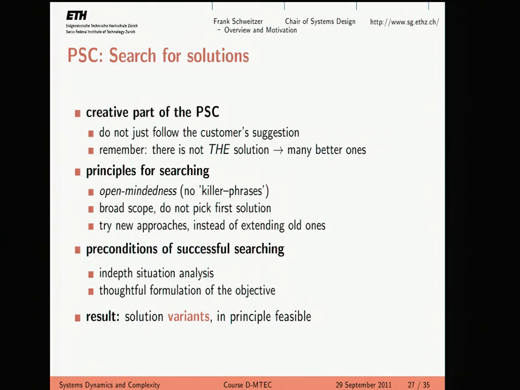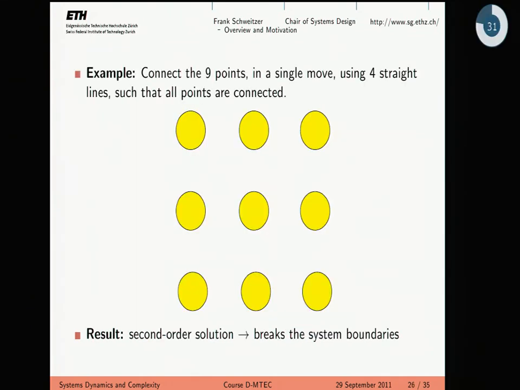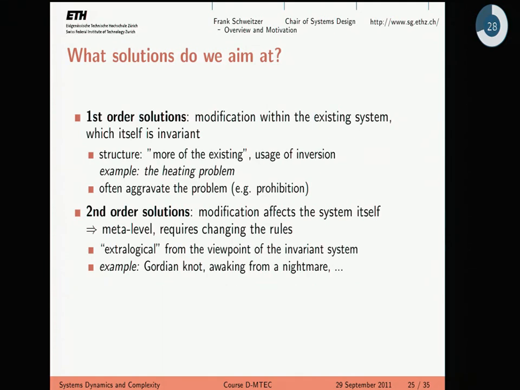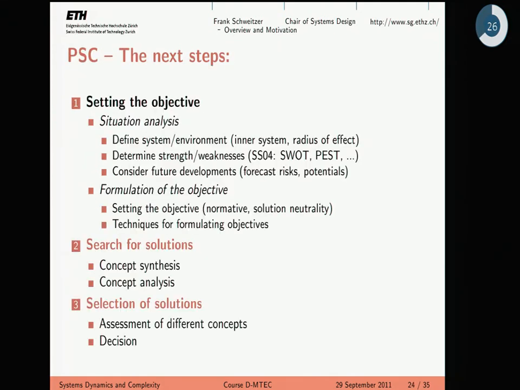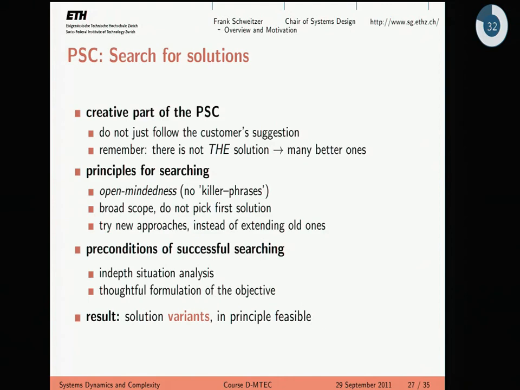And the important part in this step of the problem-solving cycle, the solution synthesis, is that you don't come up with a solution, you come up with solution variants, with many different solutions. There is no rule of thumb for how many. It's up to you. It's, again, human problem solving. Okay.